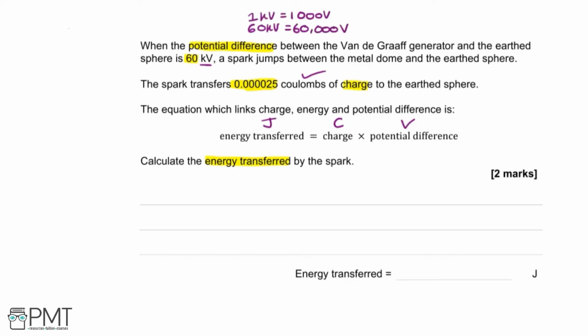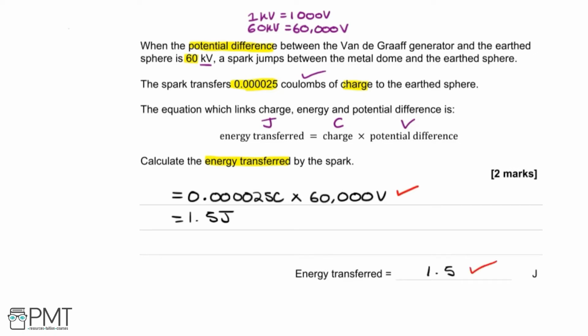That means the energy transferred in joules is going to be 0.00025 coulombs times 60,000 volts. This is 1.5 joules. So that's our answer. We get 1 mark for this line of working out and 1 mark for the final answer.